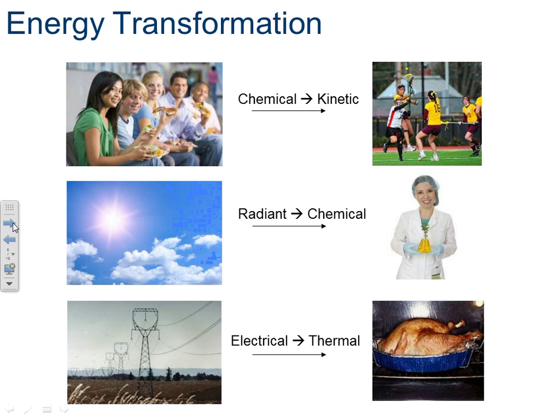Energy can be transformed from one type to another. So a few examples. Chemical energy to kinetic. Let's say you eat something. You have to consume food for energy. You convert it into motion by playing a sport or doing some sort of movement. Radiant to chemical. Sunlight takes radiant energy from the sun and then is converted into chemical energy so that it can grow. And electrical to thermal. You can take this electrical energy in these power lines and convert it to thermal energy in an oven to cook a turkey.